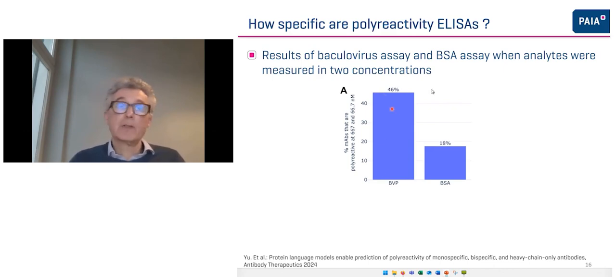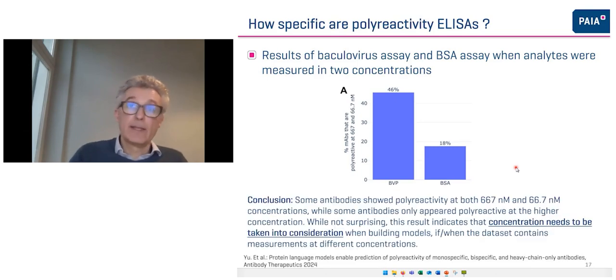And the second interesting thing that they found is that concentration plays a big role in these ELISAs. For example, they found that only roughly 50% of the molecules in the BVP ELISA were polyreactive at both of the concentrations that they tested. And in the BSA setting, it was even worse. Only 18% showed the same kind of behavior in this assay.